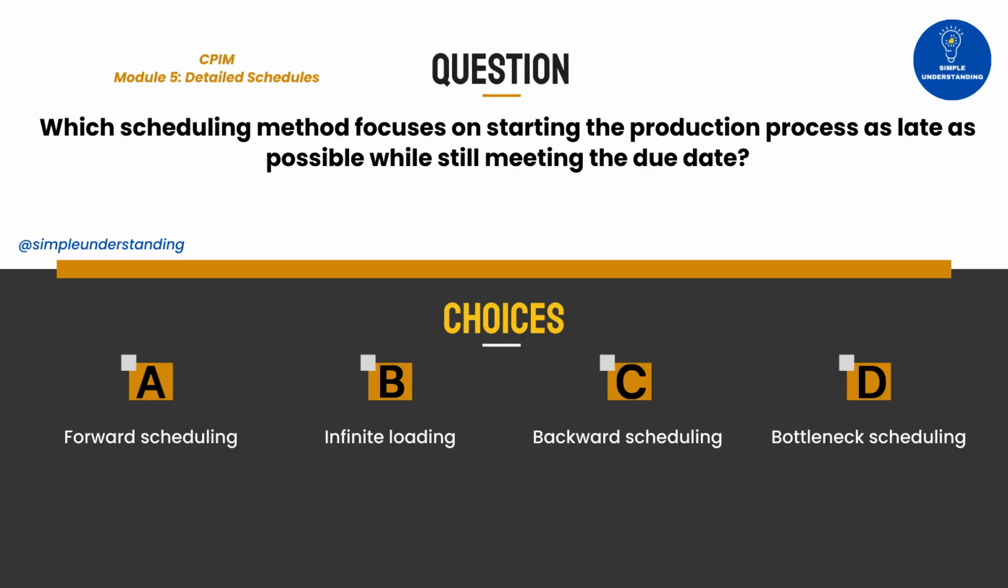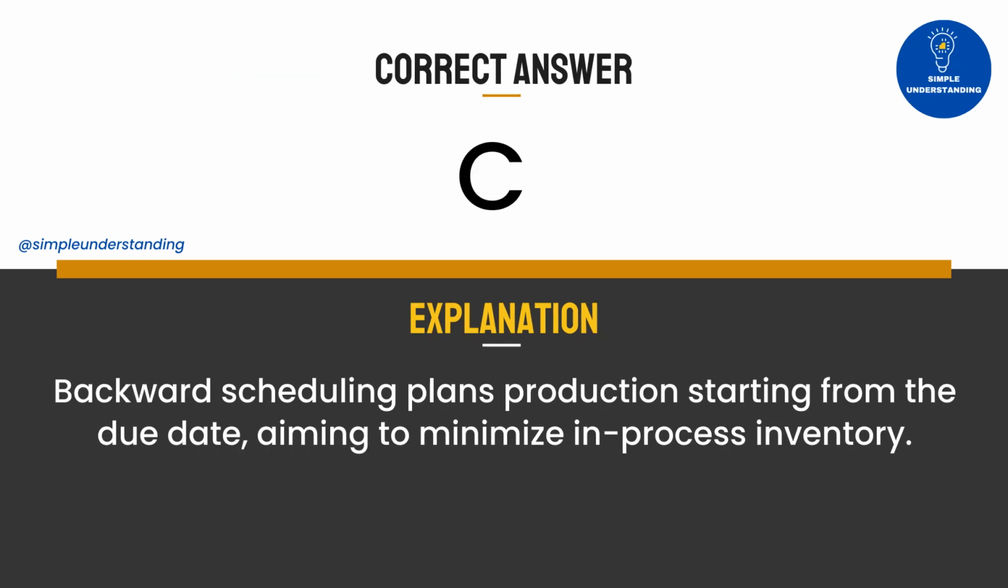Question 2. Which scheduling method focuses on starting the production process as late as possible while still meeting the due date? A. Forward scheduling. B. Infinite loading. C. Backward scheduling. D. Bottleneck scheduling. Correct answer, C. Explanation. Backward scheduling plans production starting from the due date, aiming to minimize in-process inventory.